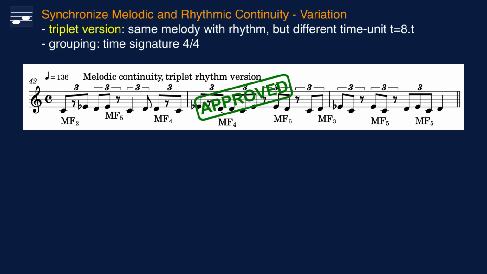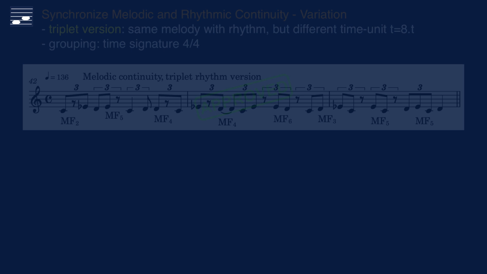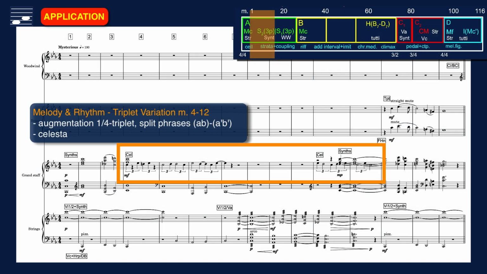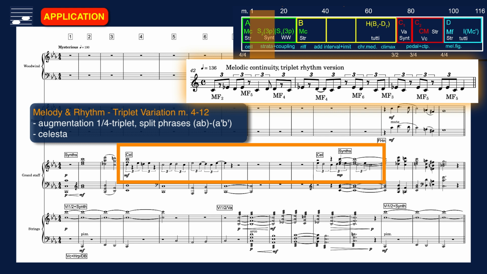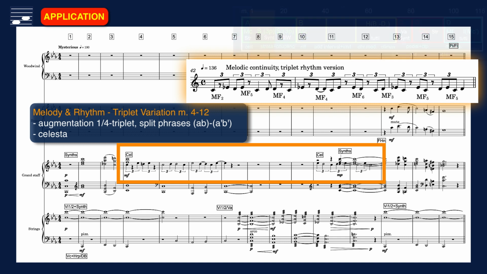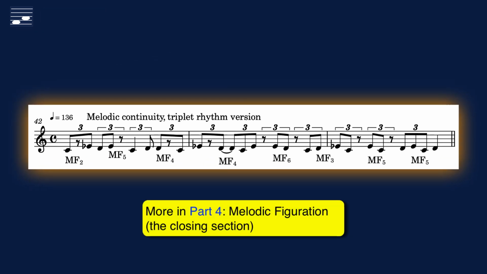I decided to use the triplet variation at different places in the composition. Here is the split phrase opening statement of the triplet continuity in rhythmical augmentation, as quarter note triplets. Listen to the cellist playing the antecedent phrase A-B. The triplet rhythm is also used in the closing section. This is discussed in part 4 in the series.